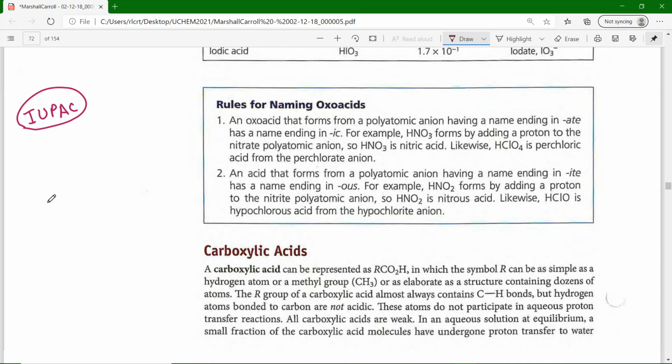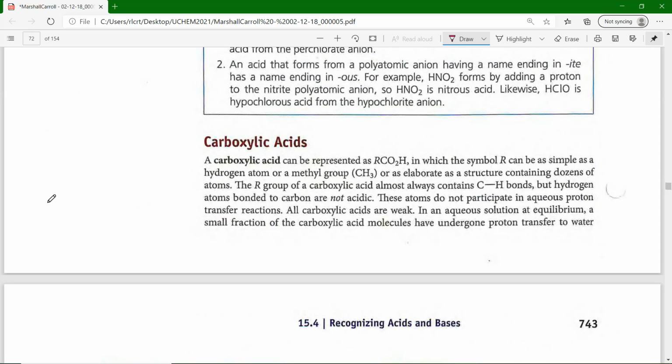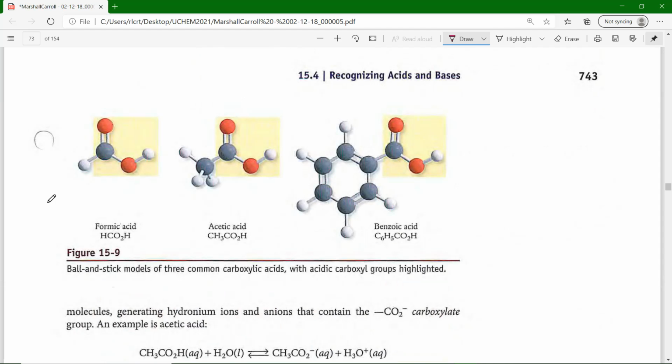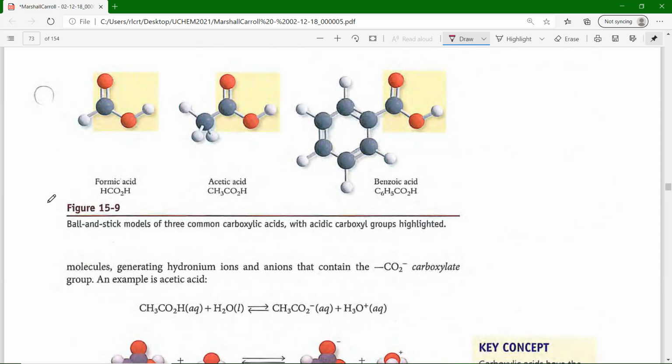Okay, so that's oxyacids. Carboxylic acids are the world of organic chemistry. You have a COOH group, and then R just means everything else. So I already mentioned these before. We looked at some formic acid, the simplest one. So you got H, here's a hydrogen, COOH. So the COOH group is my carboxylic acid group, then everything else is the remainder of the molecule.